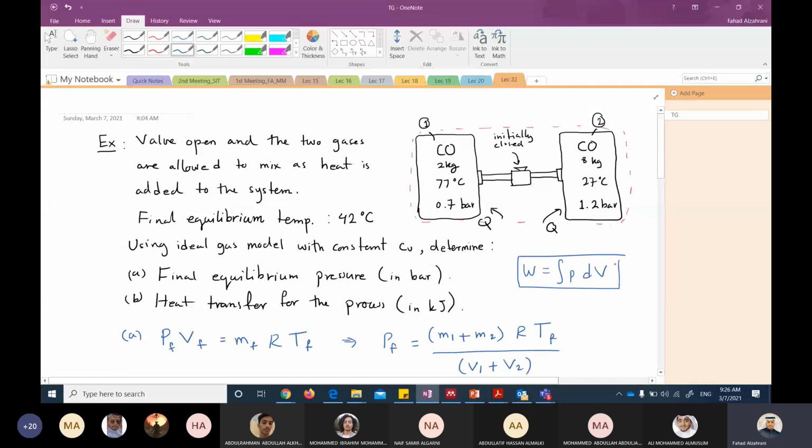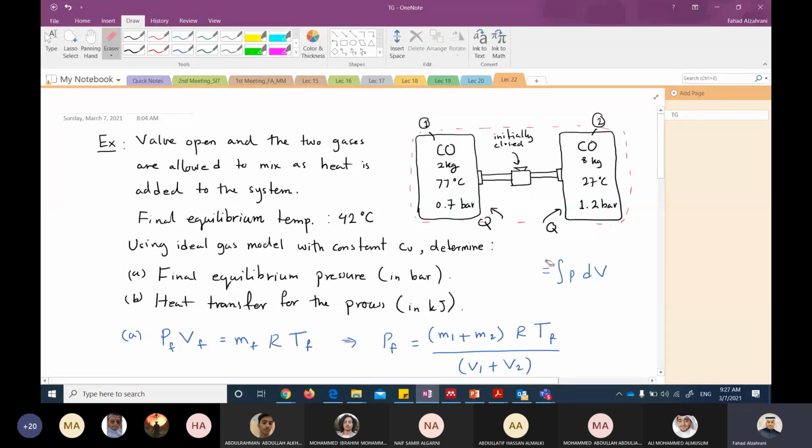This is not for any volume change. This is for expansion or compression work. I mean I'm applying work to expand the volume or contract it. If you notice, when I open the tank, there are already two gases, and they were mixing. They were expanding naturally, not applying any work, and mixing together. So there is no work applied during this process.